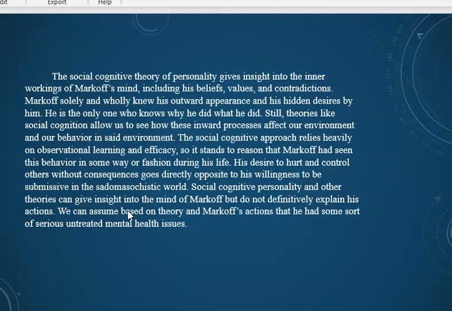So it stands to reason that Markhoff had seen this behavior in some way or fashion during his life. His desire to hurt and control others without consequences goes directly opposite to his willingness to be submissive in the sadomasochist world. Social cognitive personality and other theories can give insight into the mind of Markhoff, but do not definitively explain his actions. We can assume, based on theory and Markhoff's actions, that he has some sort of serious untreated mental health issues.